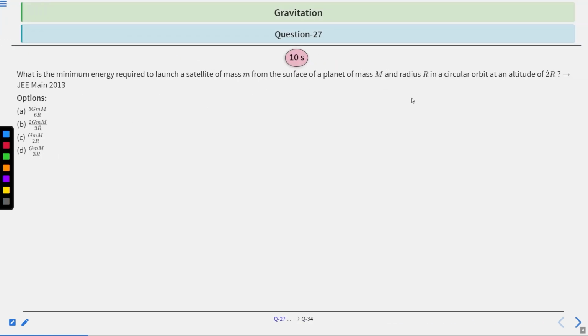So, question 27. Topic: gravitation. The question is, what is the minimum energy required to launch a satellite of mass m from the surface of a planet of mass M and radius R in a circular orbit at an altitude of 2R?